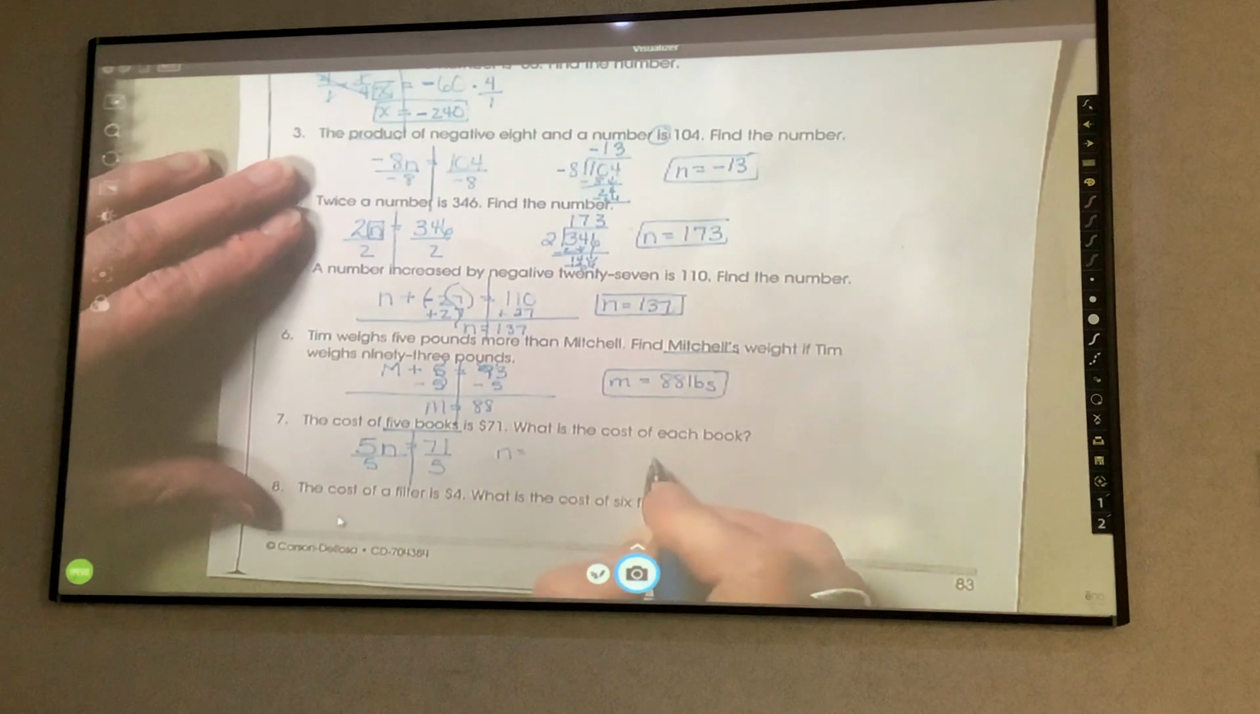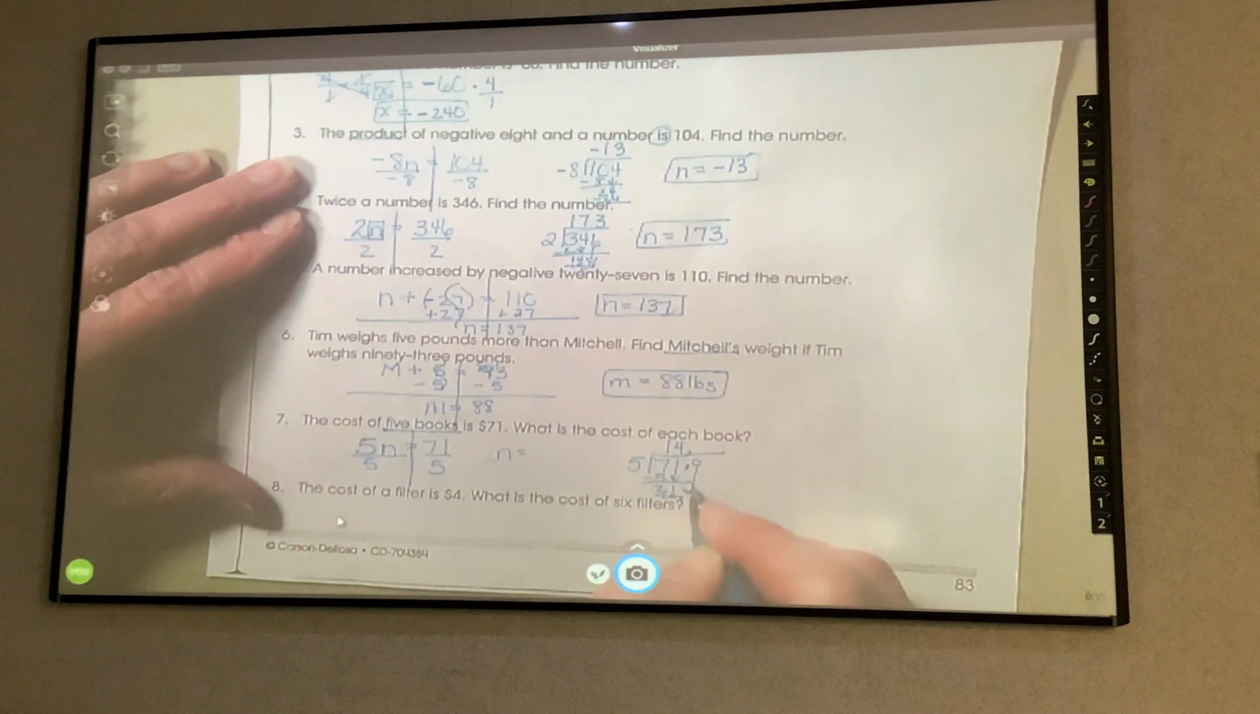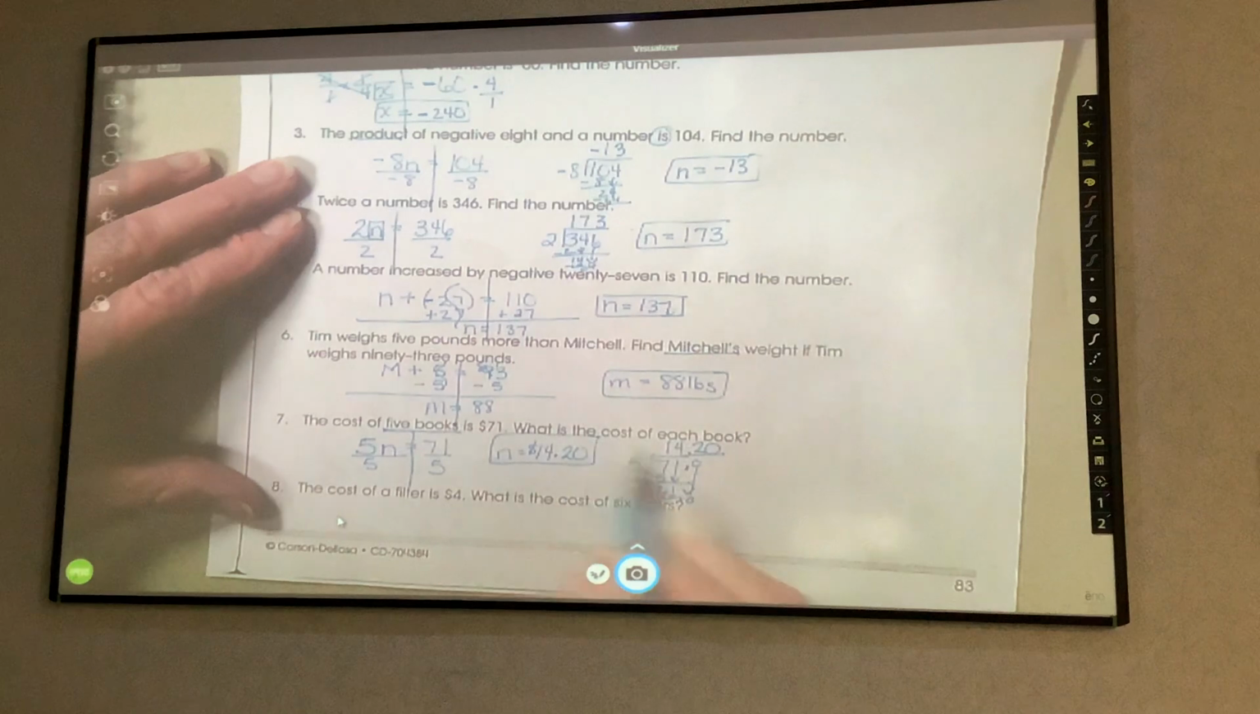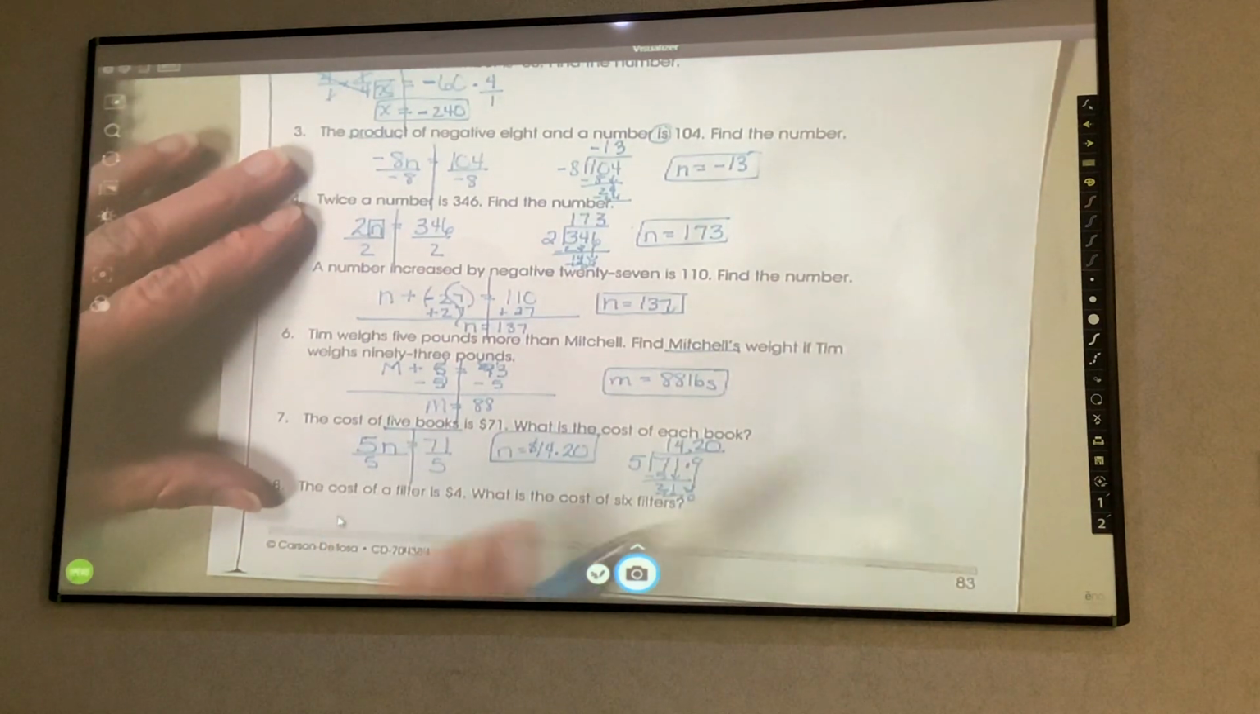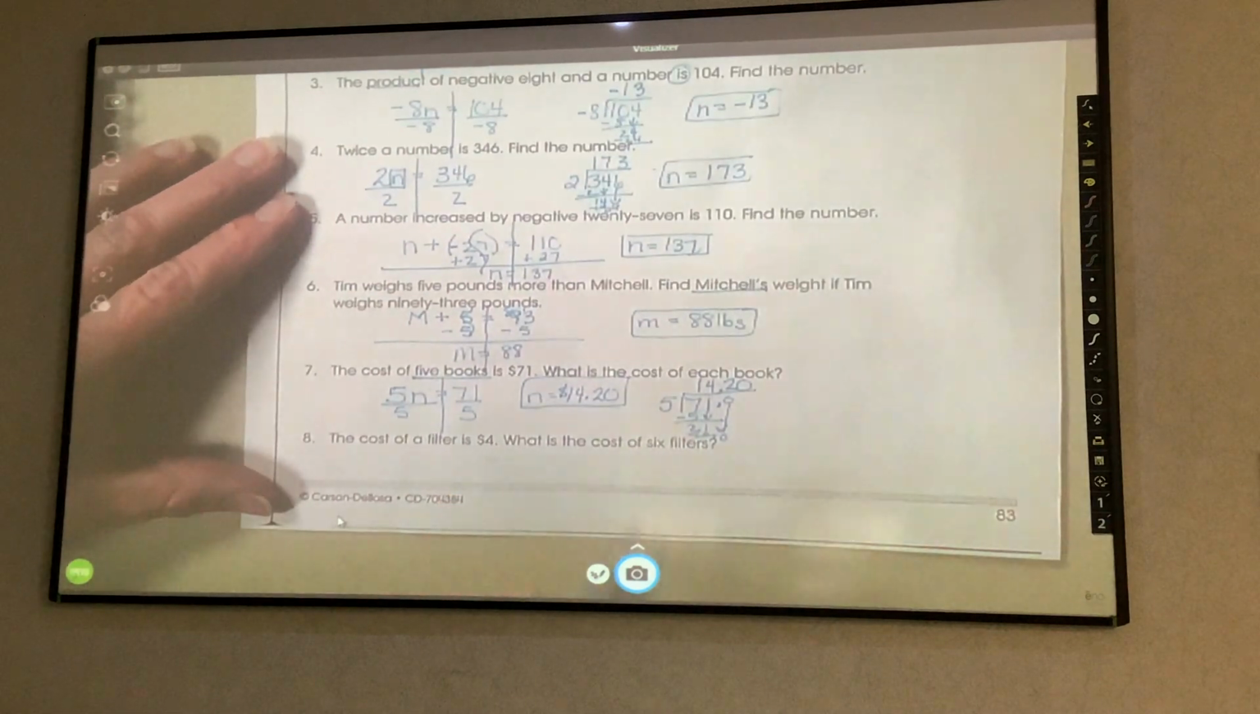And I'm going to come over here and I'm going to do it. 5 goes into 7 once. 2 left. Bring down the 1, goes in there 4 times. 1 left. Add a decimal. Add your 0. Make sure you add that 0, so it would be $14.20. But the main part of this bell work was writing the equation. Make sure you write the correct equation.